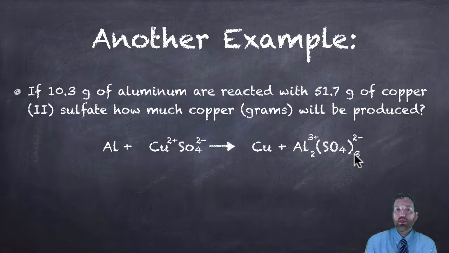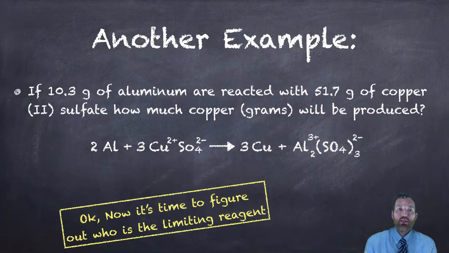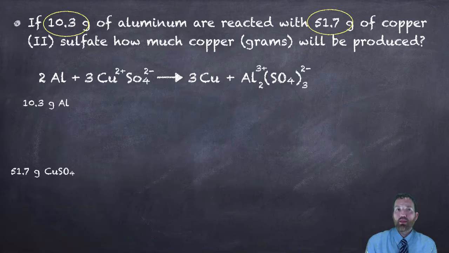Next, we need to balance the equation. This equation isn't correctly balanced. So I'll put a 2 over here to balance out my aluminums, and I'll put a 3 there to balance out my sulfates, and I'm going to need a 3 there to balance out the coppers. Okay, so now it's time to figure out who the limiting reagent is. So we need to do our 2 stoichiometry problems with our 2 numbers that they've given us.